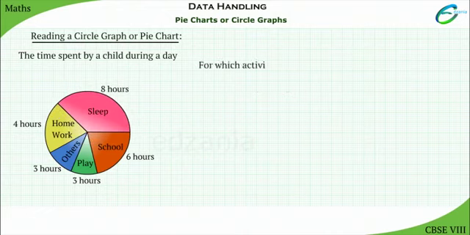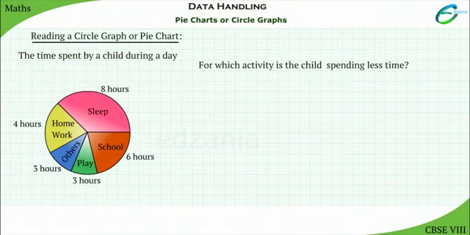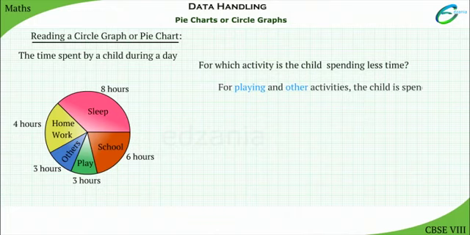Similarly, for which activity is the child spending less time? Here we can observe that the sectors labeled playing and other activities are both the smallest sectors among all. So we can say for playing and other activities, the child spends less time during the day.